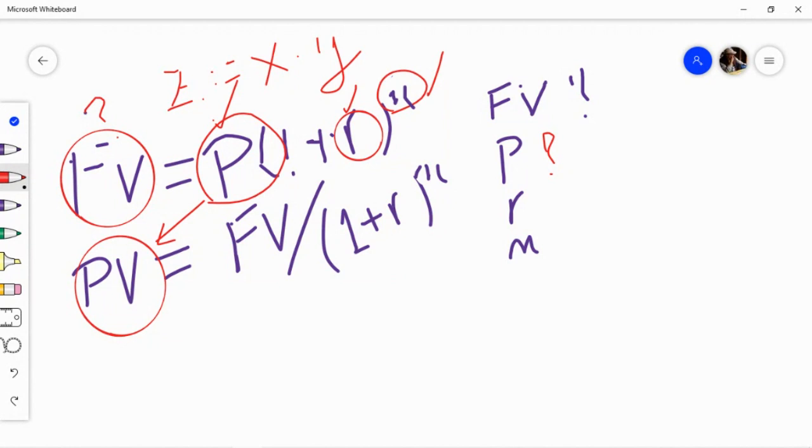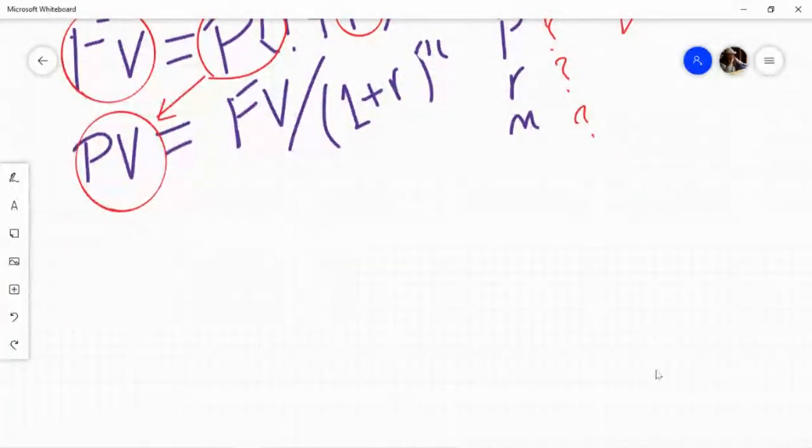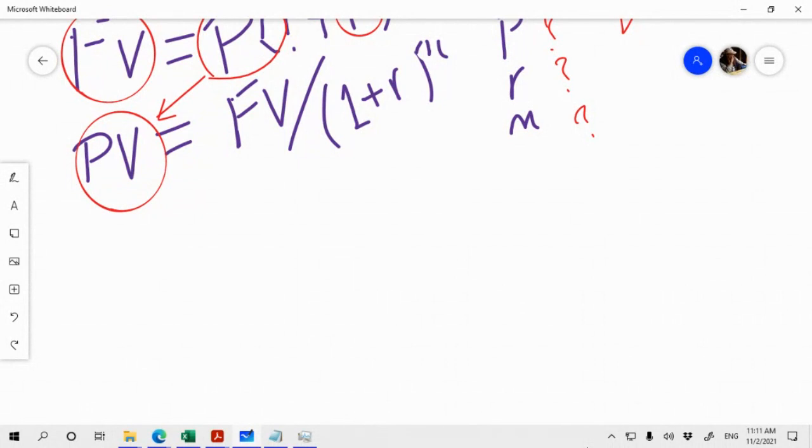So so far we have addressed these 2 unknowns. The next question is, what if the rate is the unknown? And what if the N is the unknown? That's totally plausible, totally conceivable situations. It's not a difficult thing.